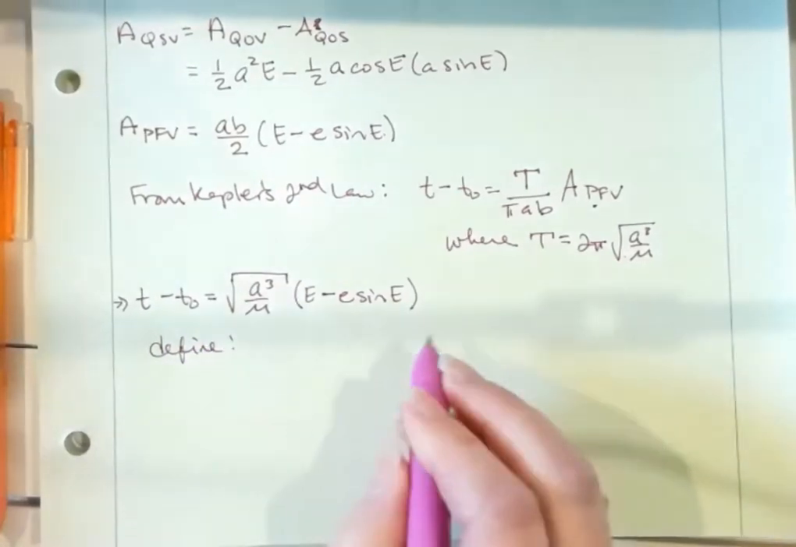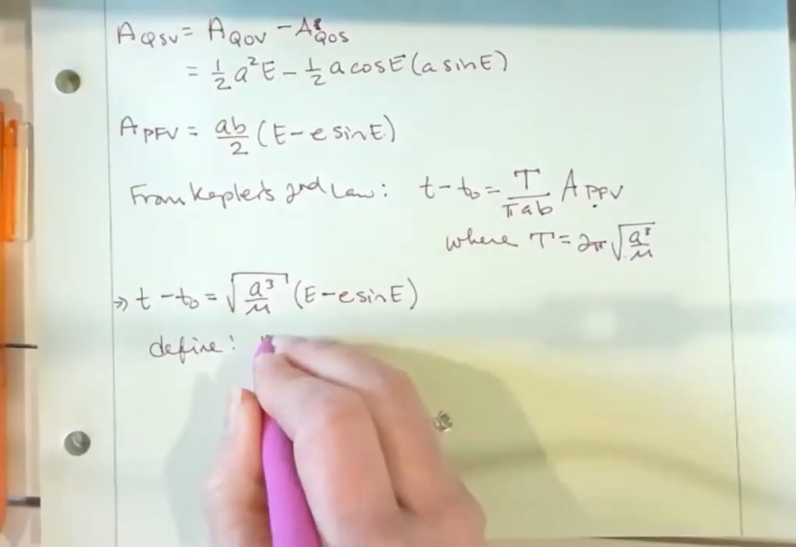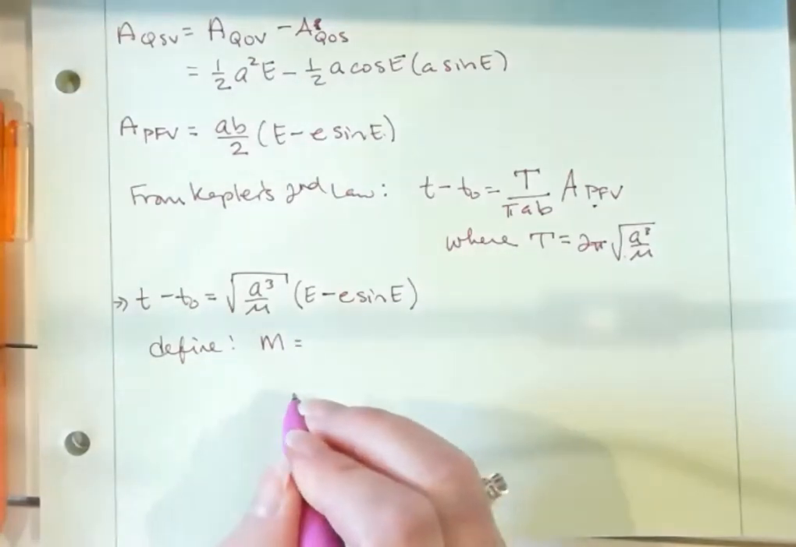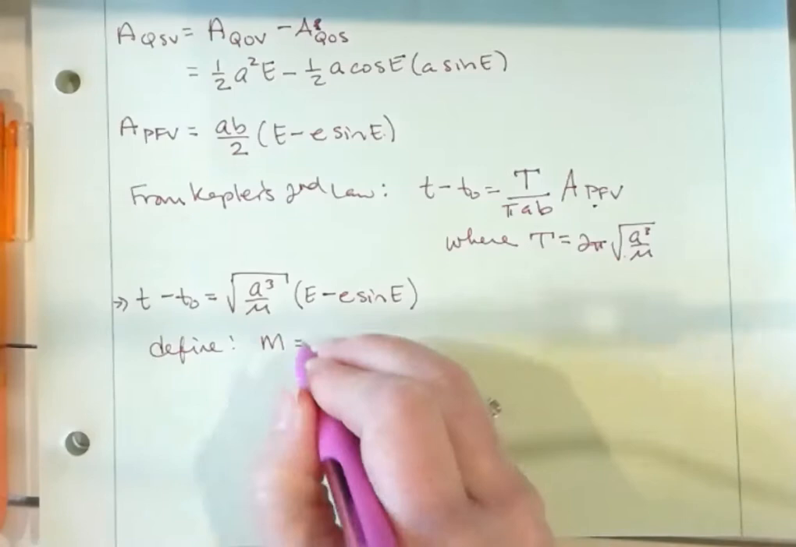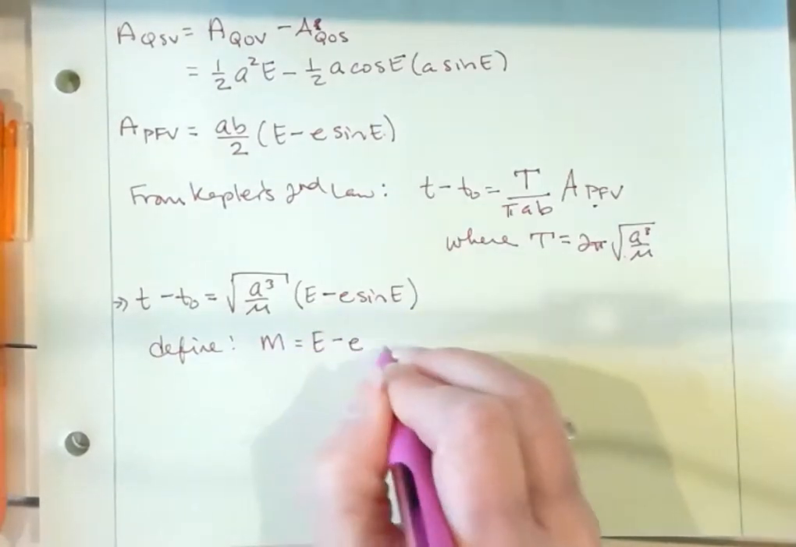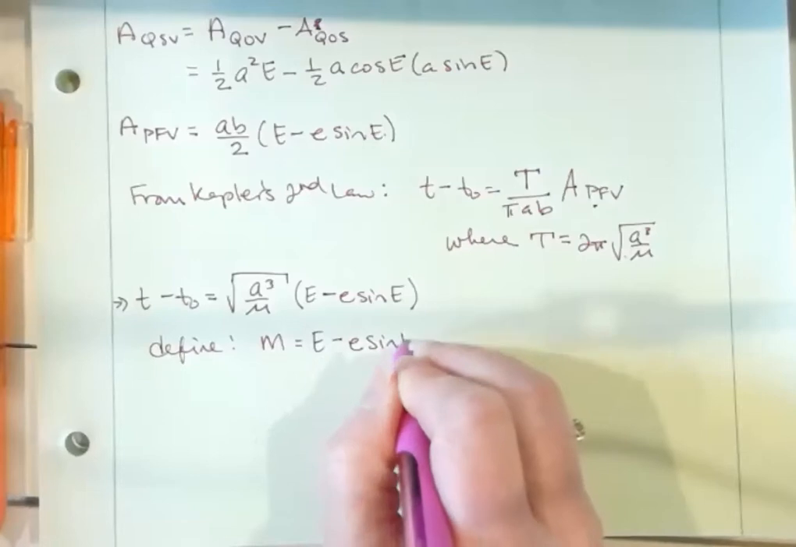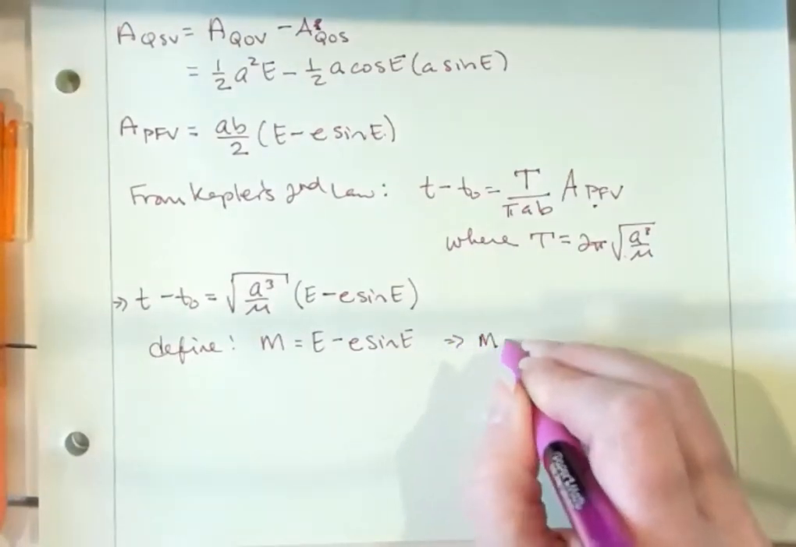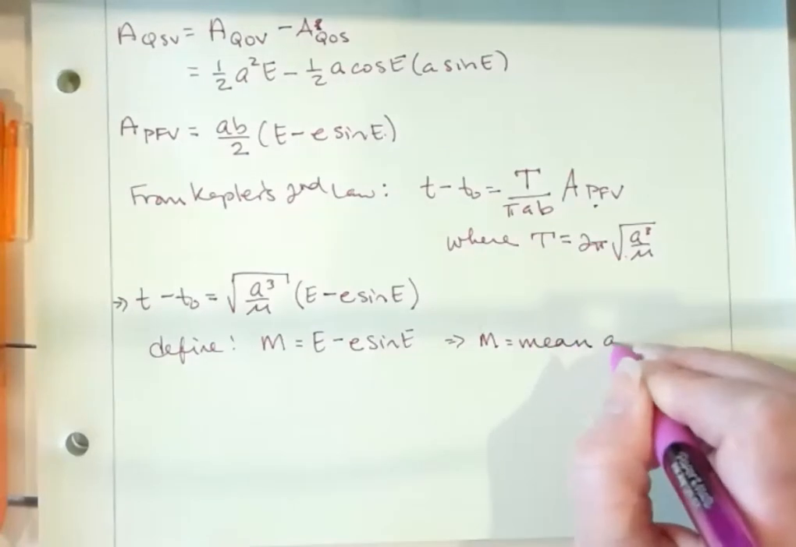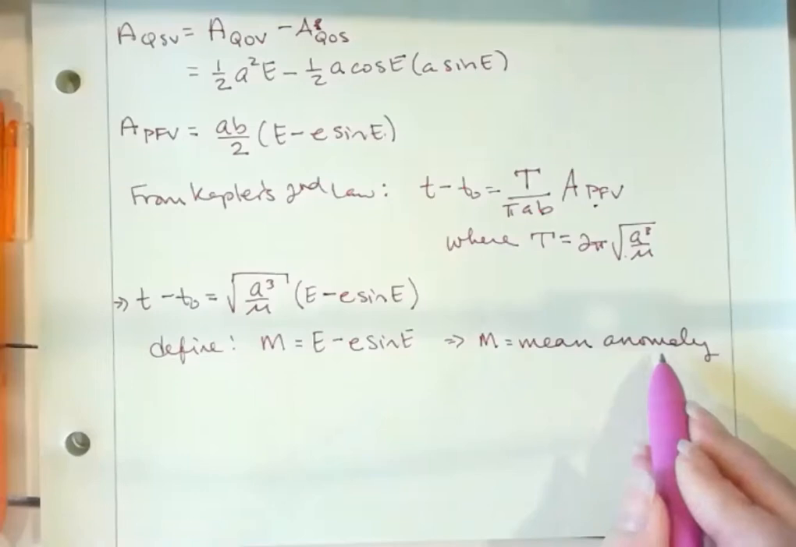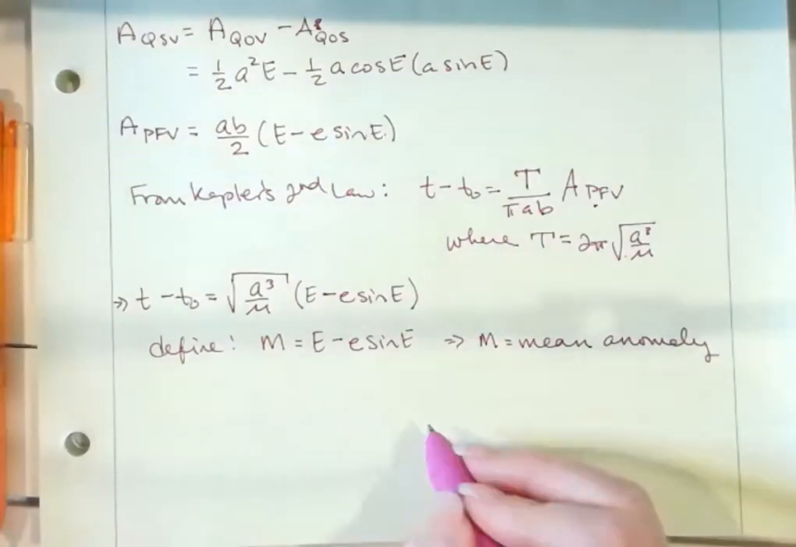So now let's define a couple of things. Let's come up with a new variable, capital M, which is going to be equal to what's in the parentheses right here: capital E minus eccentricity times sine of capital E. And this is known as mean anomaly. So now we have a true anomaly, an eccentric anomaly, and now this mean anomaly. That's just what that equation is called.